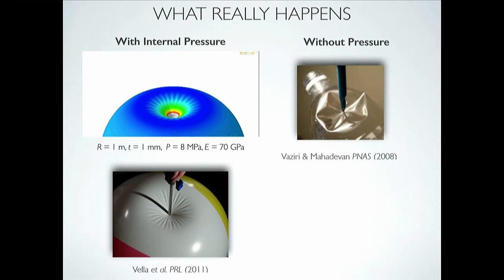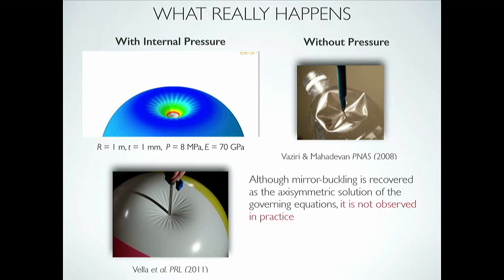The same thing happens if you don't have an internal pressure. If you take a water bottle and poke on the edge where it's curved in two directions, then you again see that instead of being axisymmetric and doing the mirror buckling thing, it prefers to make a triangle, then a square, and then this crazy pentagon star thing. So this poses the question: it's all very well to say that mirror buckling is a solution, but it's not the solution that you see when you do an experiment. We said that mirror buckling is a free lunch, so why is the system not taking this free lunch? It's meant to be free.